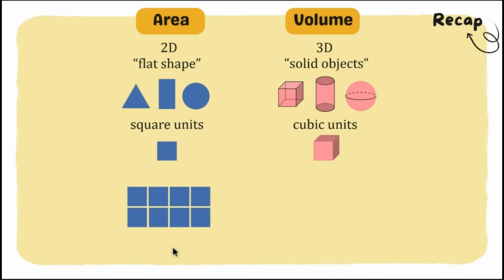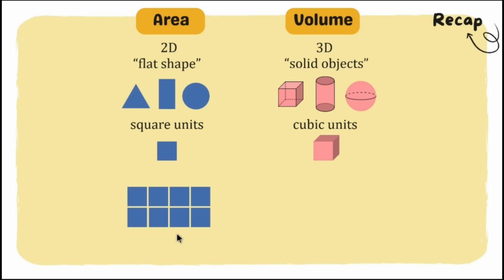If we're going to measure a space, a two-dimensional space like this, a rectangle, we just need to count the number of square units it occupies. So here we have 1, 2, 3, 4, 5, 6, 7, and 8. There are 8 square units. That's the area of this rectangular shape.